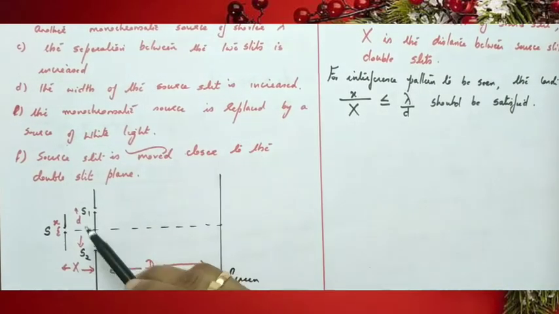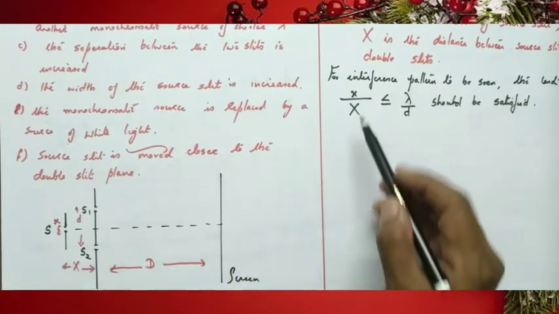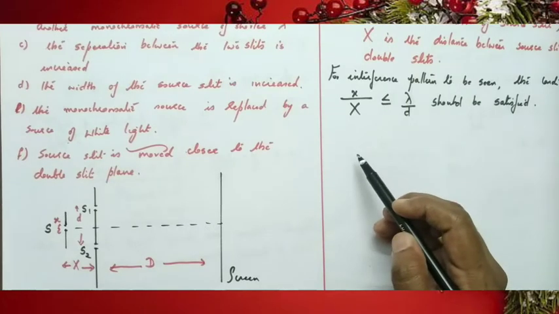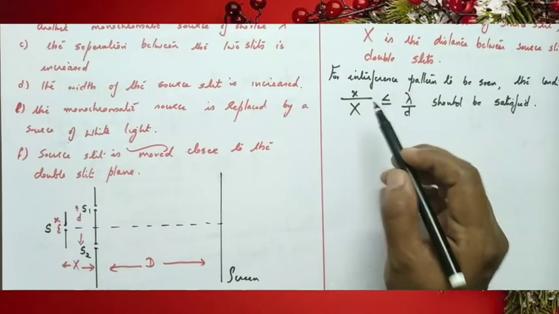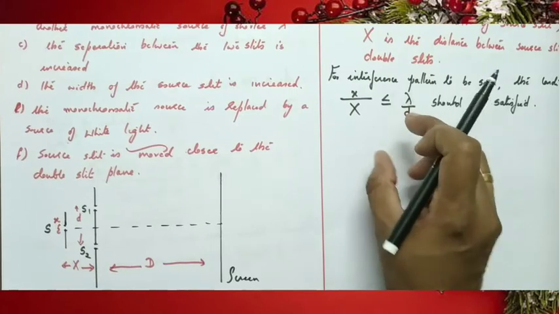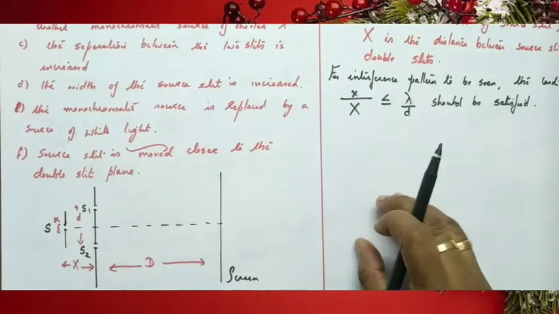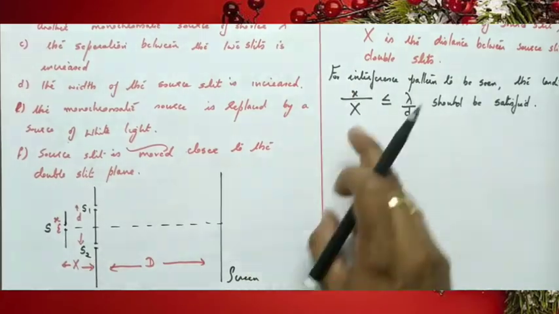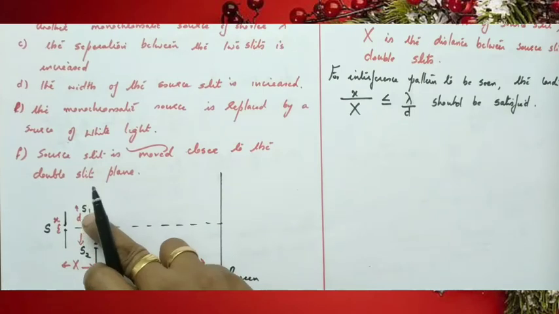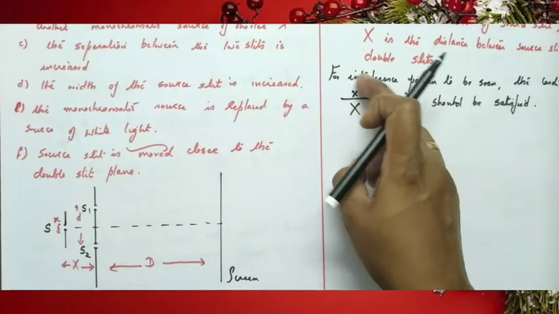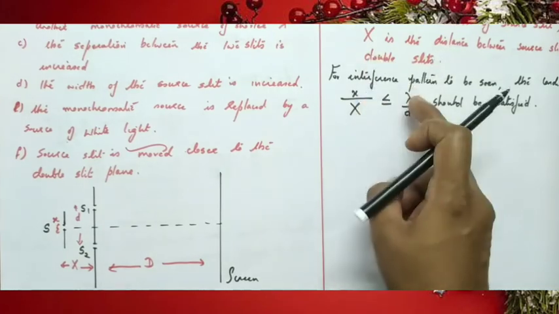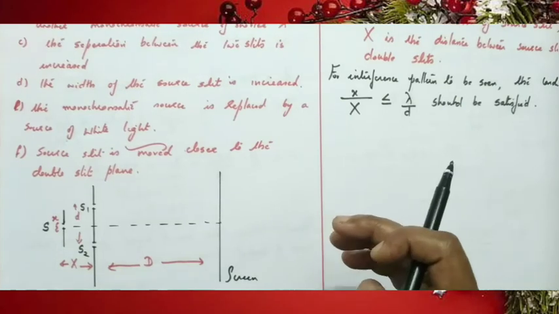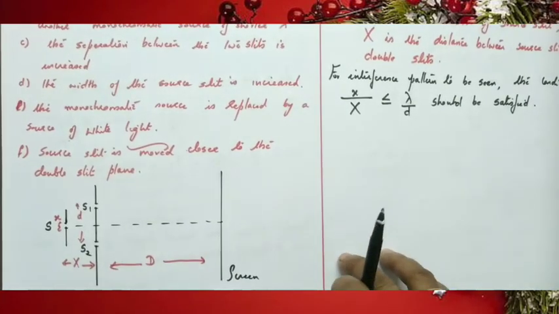The width of the source slit is increased, that means small x increases. Again, if this condition is satisfied, we will get the interference pattern. Even if small x is increased, till the condition is satisfied we will get the interference pattern, but there is no change in the fringe width, because fringe width does not depend on small x. Otherwise, if the condition is not satisfied, interference fringes disappear.